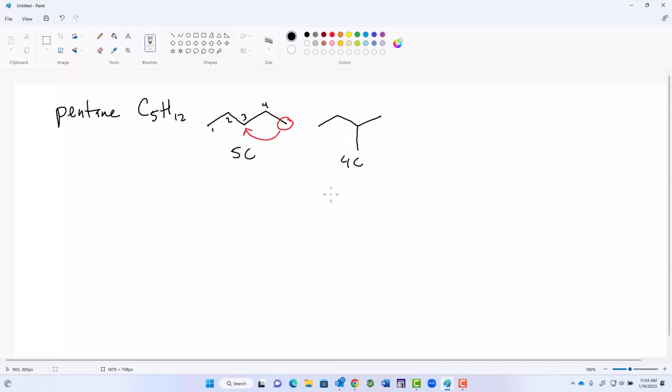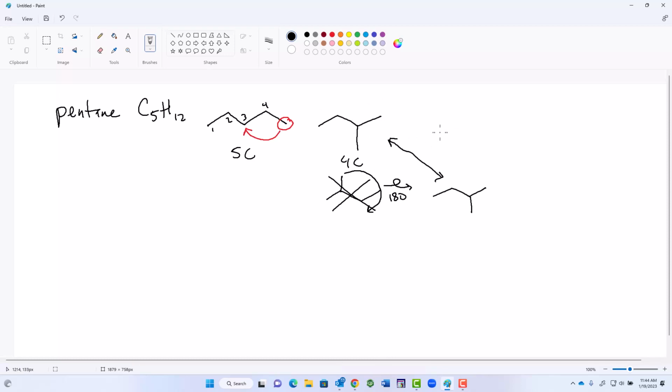Note that if we were to draw something like this, at first glance these look different. However, we see that if we rotate this 180 degrees, we would end up with something that looks like this. Oh, excuse me, I drew that a little bit wrong. We would end up with something that looks like this if we rotated it 180 degrees. So this would come all the way around to here. And these two structures are going to be exactly the same. So this is not a constitutional isomer of pentane. We've already drawn the only 4-carbon chain that is a constitutional isomer of pentane.